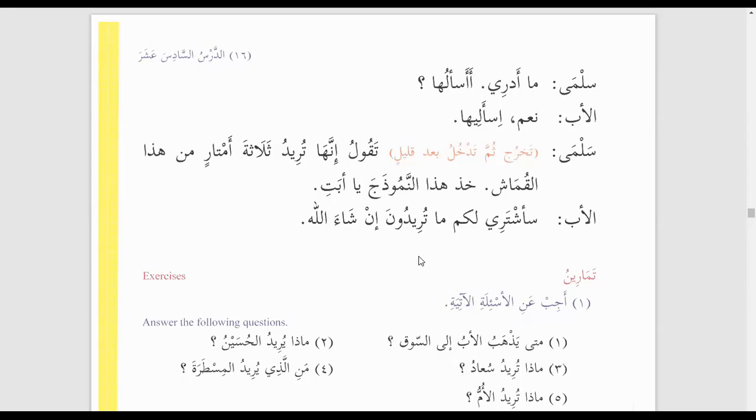For example, if I ask you, afahimtum jayidan, fahimtum is used only for the masculine, but the audience is both masculine and feminine. If I say afahimtunna, that means I'm only asking the ladies, the addressees are only the ladies. But when I say afahimtum, that means I'm asking both male and female.